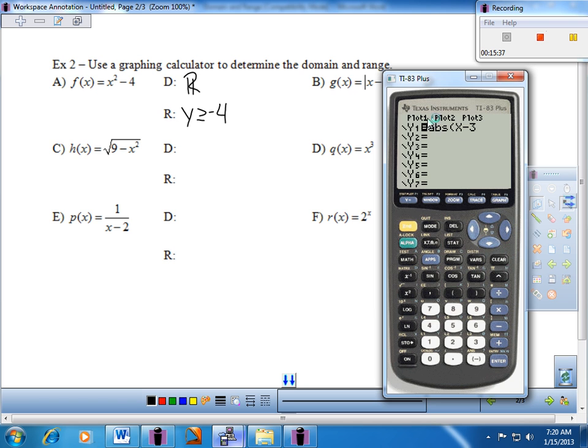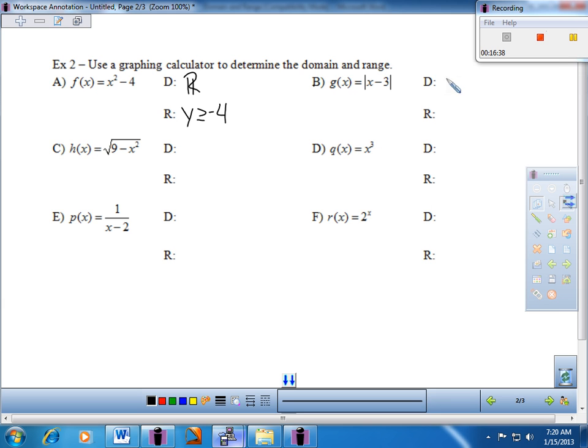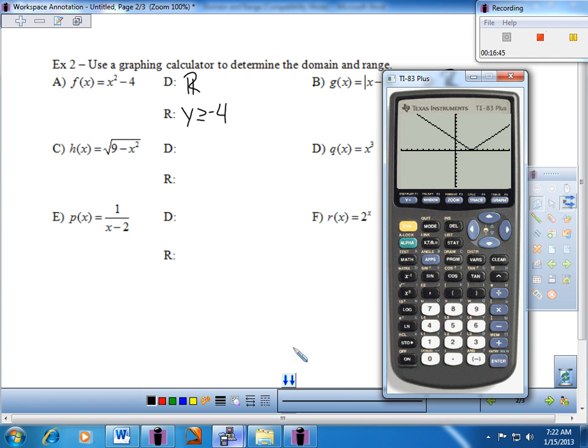And I'm not jumping over anything. It's continuous all the way through. So let's go for it. I'm getting a domain, all real numbers. So horizontally, all the way through. Vertically, looks like we have something similar to last time around.